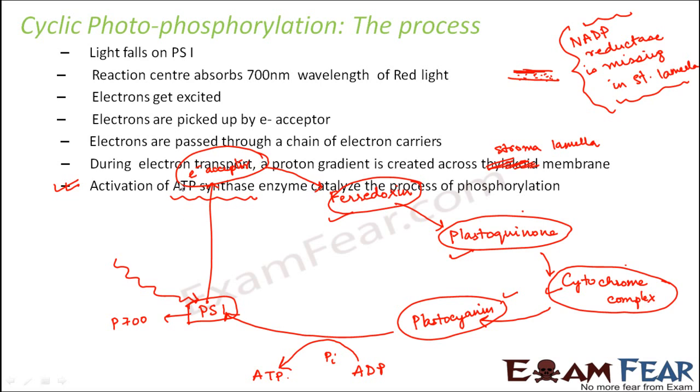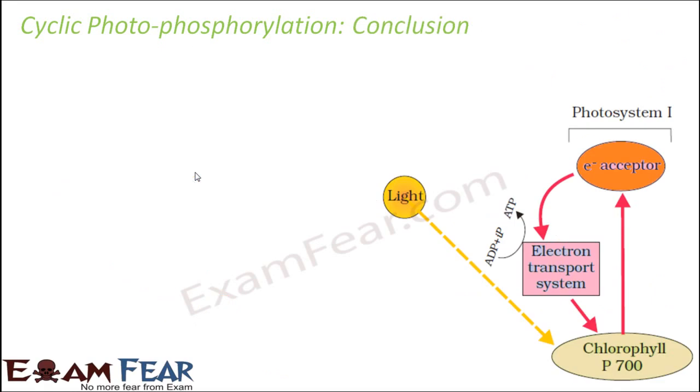Similarly, you might ask how the synthesis of ATP took place. That is because the synthesis of ATP depends on the ATP synthase enzyme, and the ATP synthase enzyme is present in the stroma lamellae. Because of the development of the proton gradient, the ATP synthase enzyme got activated, and this enzyme caused the phosphorylation of ADP to form ATP, and that is how ATP is synthesized by the process of cyclic photophosphorylation.